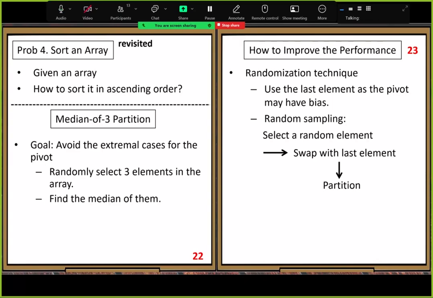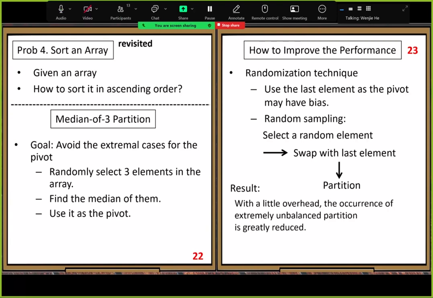So that's the further discussion on the improvement, because of the overhead part. So you can avoid it.